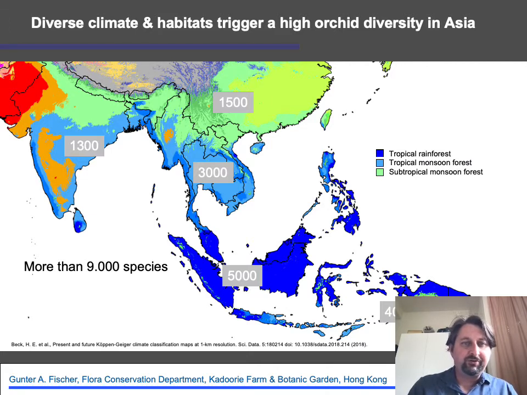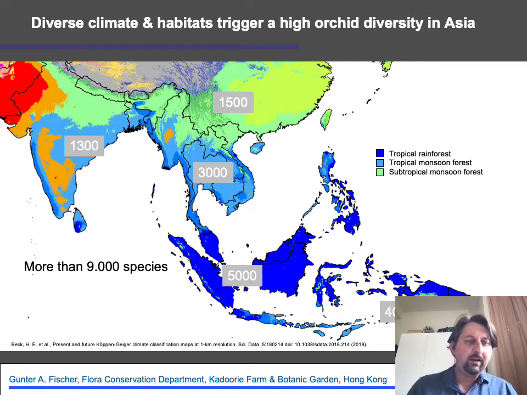The tropical monsoon forests in Indochina have about 3,000 species, and the subtropical monsoon forests in South China and northern Indochina about 1,500. And also tropical monsoon forests in India have the lowest diversity with around 1,300 species.